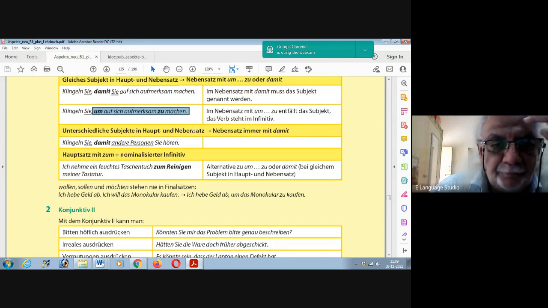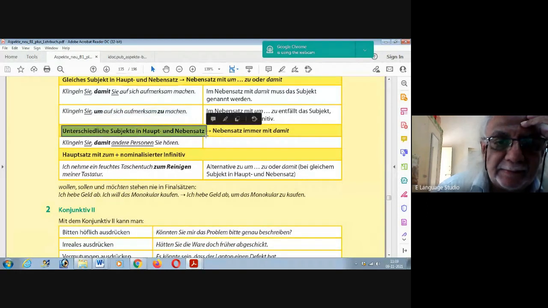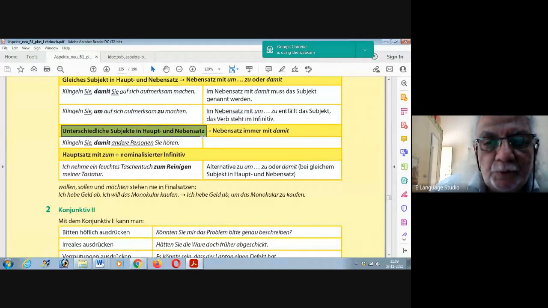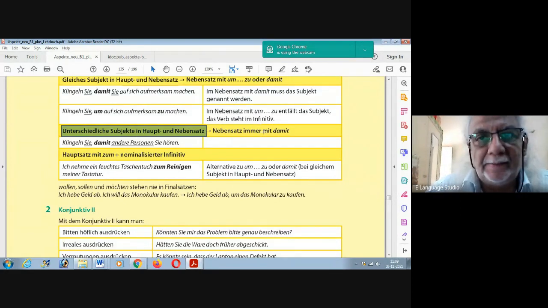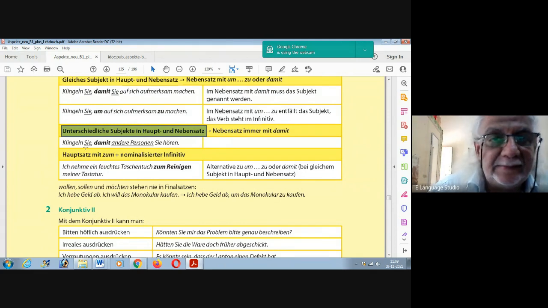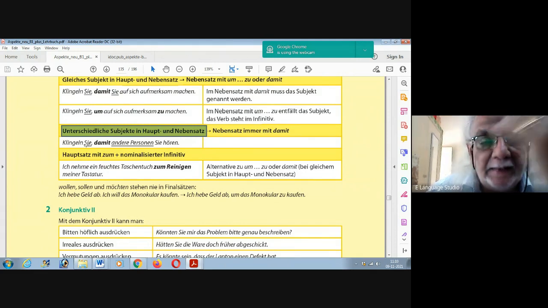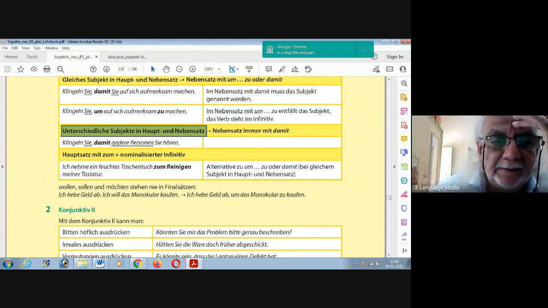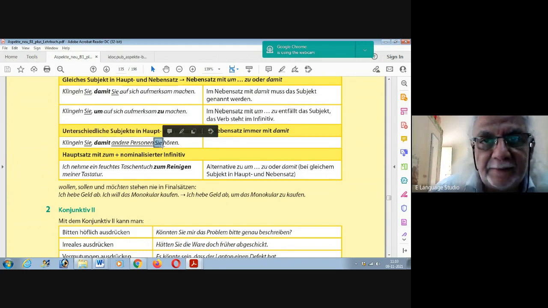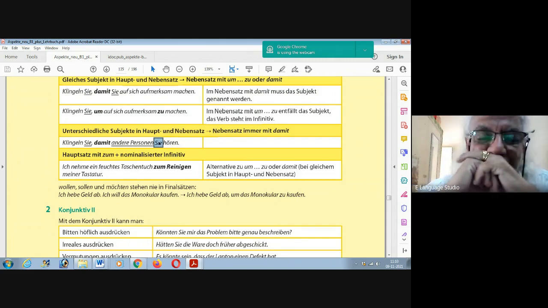Okay? If you have different subjects in the main clause and the subordinate clause, then it is only "damit". An "um zu" clause is not possible. "Klingen Sie, damit andere Personen Sie hören." This "Sie" is not the subject but the object. So that other persons hear you. "Sie" is an object here, an accusative object.